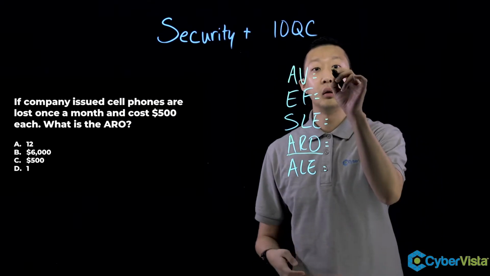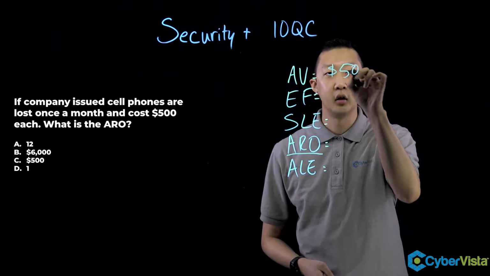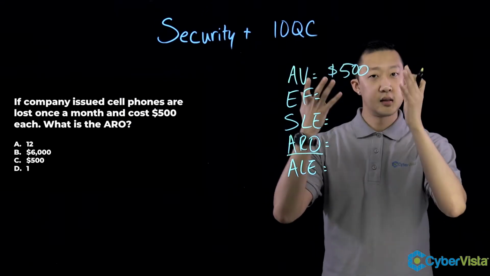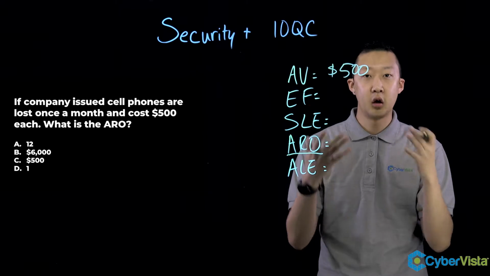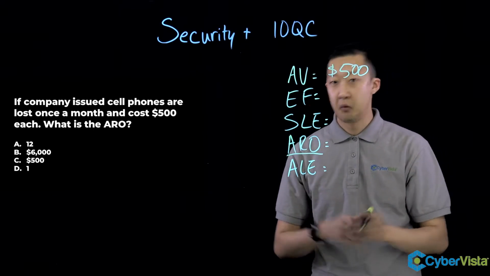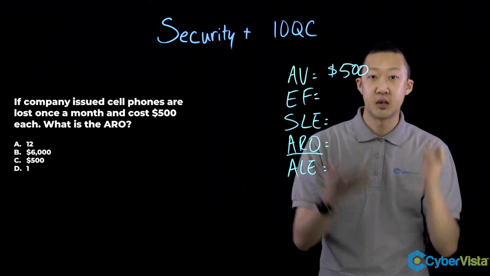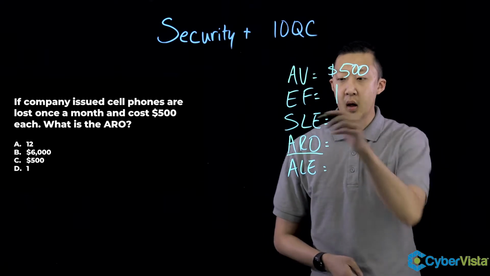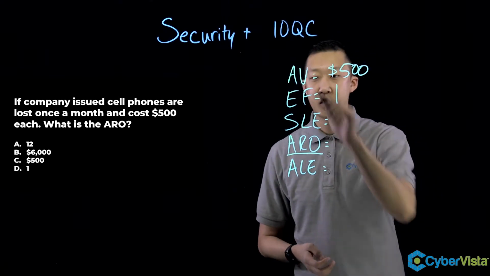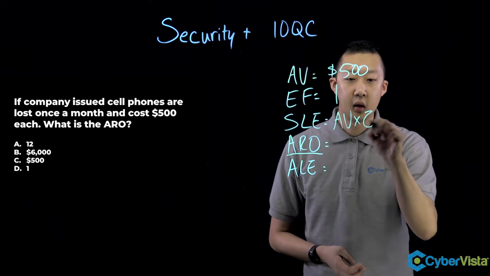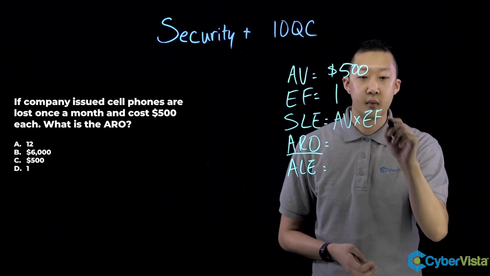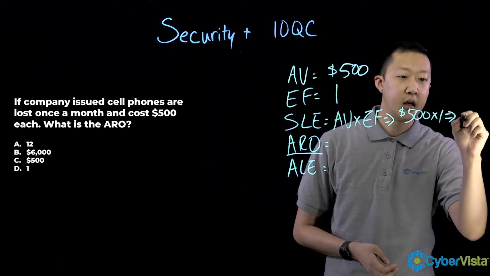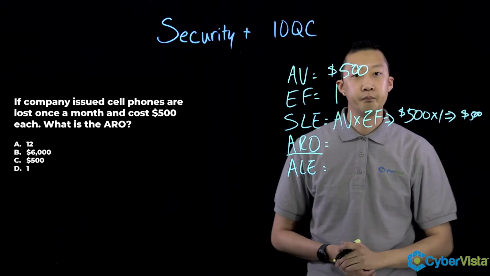AV, asset value. Well, asset value is said in the question to be $500. And the exposure factor simply means whenever one of these occurrences happens, how much do you actually lose? If it's a server that breaks down, it may be a certain percentage of loss. But in our case, we're losing the whole thing, so it's 1. SLE is the single loss expectancy. So we multiply the AV with the EF. That gives us $500 times 1, and that equals 500, right?